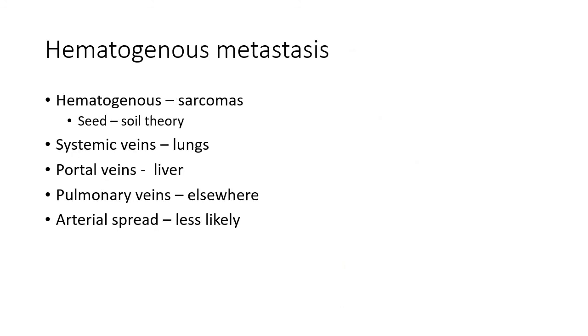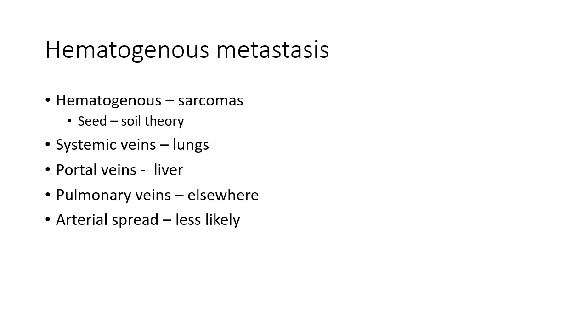Coming to the hematogenous route, I told you mostly sarcomas take the hematogenous route, and here the metastasis is based on the seed and soil theory. There is good soil for the growth of good seeds. The tumor cells which move to cause metastasis should be viable, and the organ where they lodge should also be helpful. That is called the good soil, good seed theory. The hematogenous spread occurs based on that.